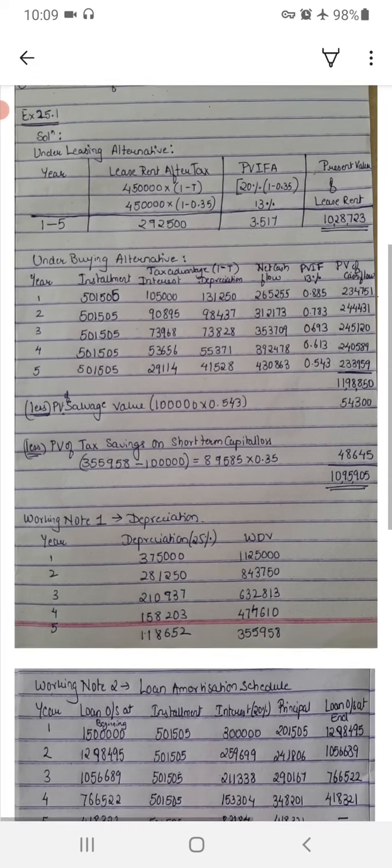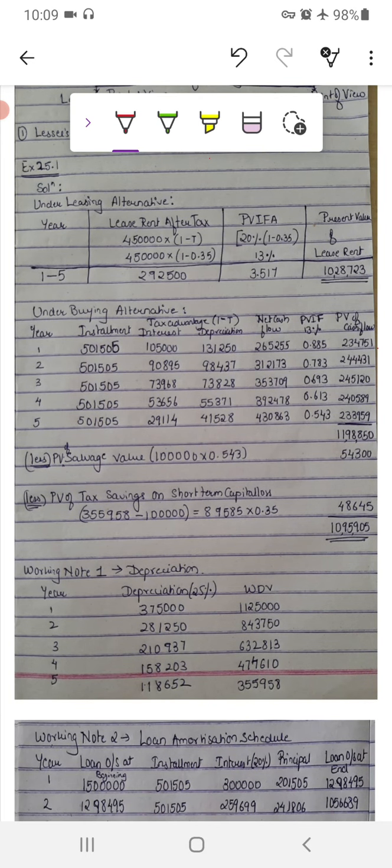Now let us go back to the problem. Once we have calculated the installment, the table is very simple. First is year. So 1, 2, 3, 4, 5. 5 years is given. Then you consider installment. Now installment, we know that installment is constant or fixed. So every year installment would be 5 lakh 1,505, 5 lakh 1,505, 5 lakh 1,505 and so on. So it would be constant over there.